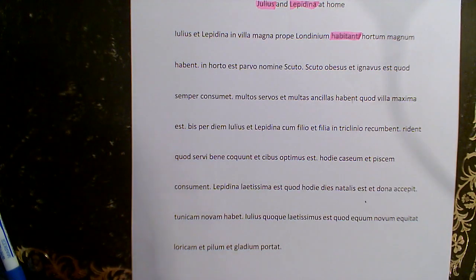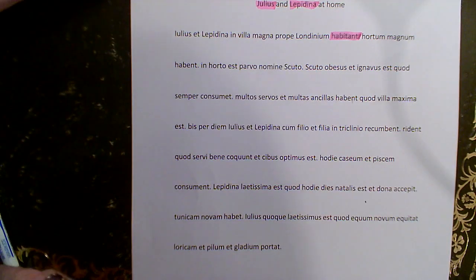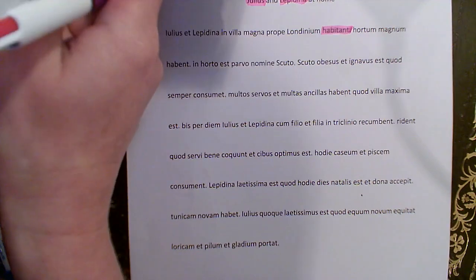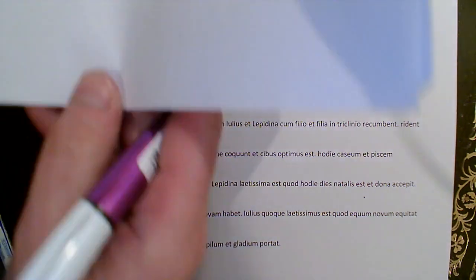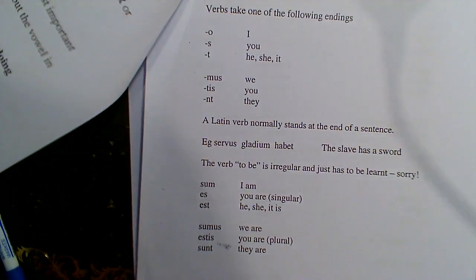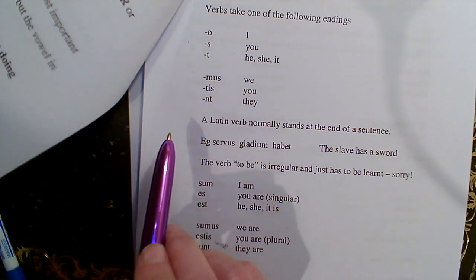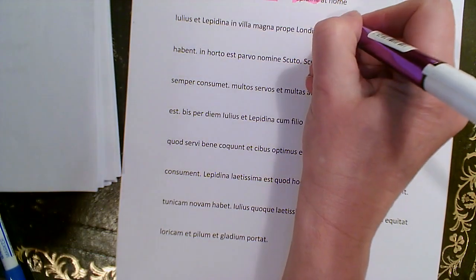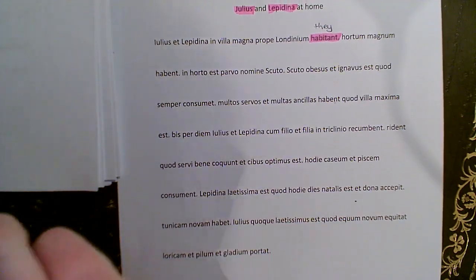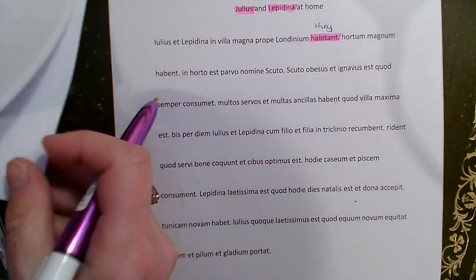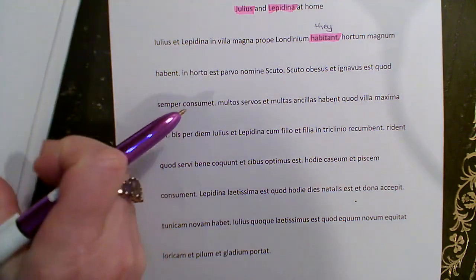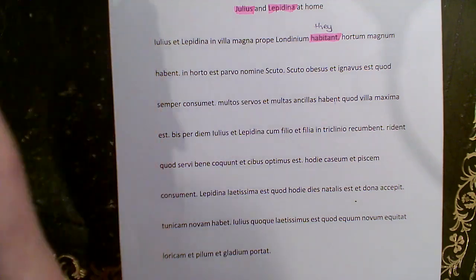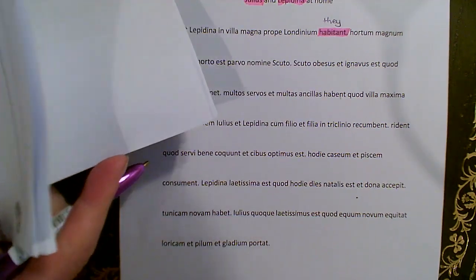I'm going to take my pen. I'm going to look up my endings in my critical content book. I'm going to see that if I have the ending nt on the end of a verb, it's going to be they. I know that that is going to be they. I'll look up the verb habitant in my critical content booklet. Here we go, it's under the H.